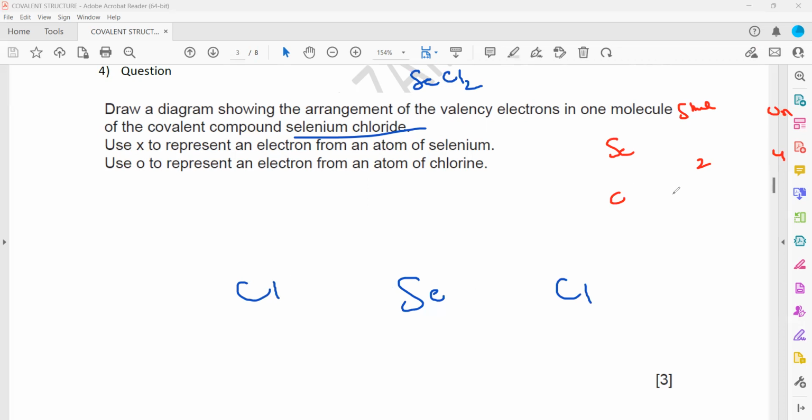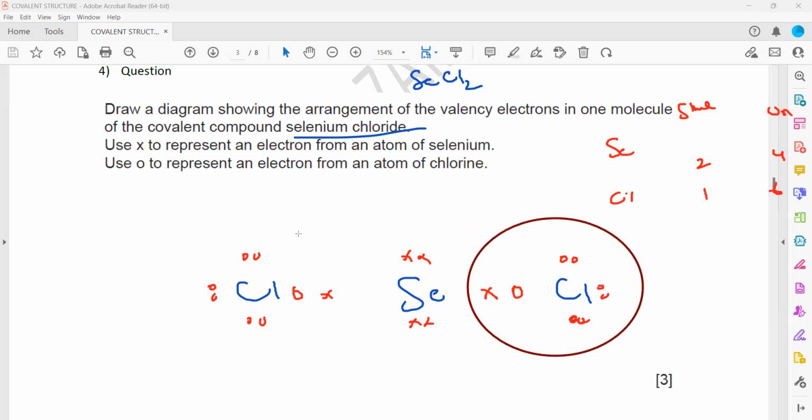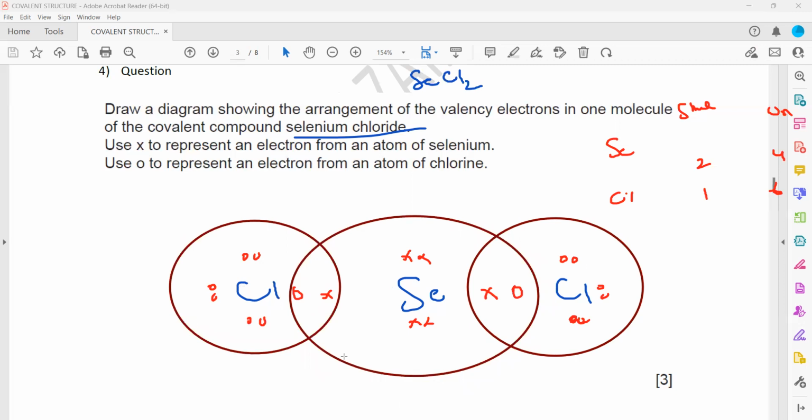And chlorine belongs to group 7, so it will share 1 and unshared will be 6. So cross for selenium and circle for chlorine. Chlorine shares 1, selenium shares 1. Chlorine shares 1, selenium shares 1. The unshared electrons on chlorine will be 6, and on selenium 4. So this is selenium chloride.